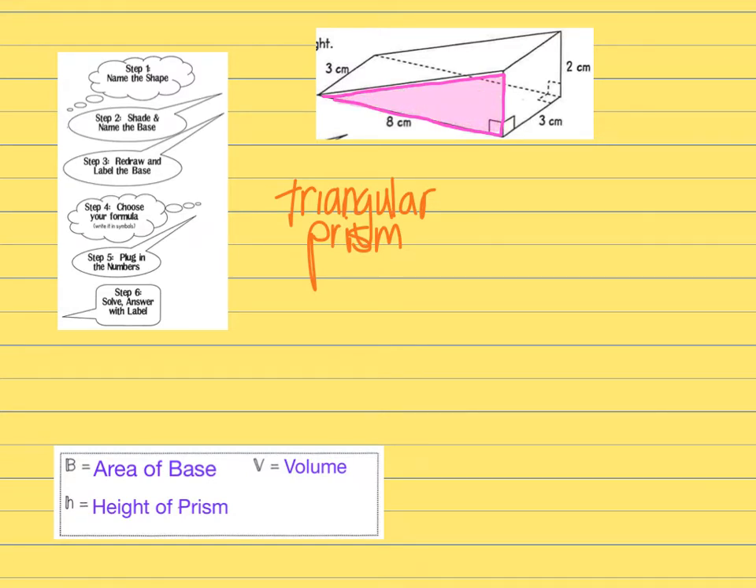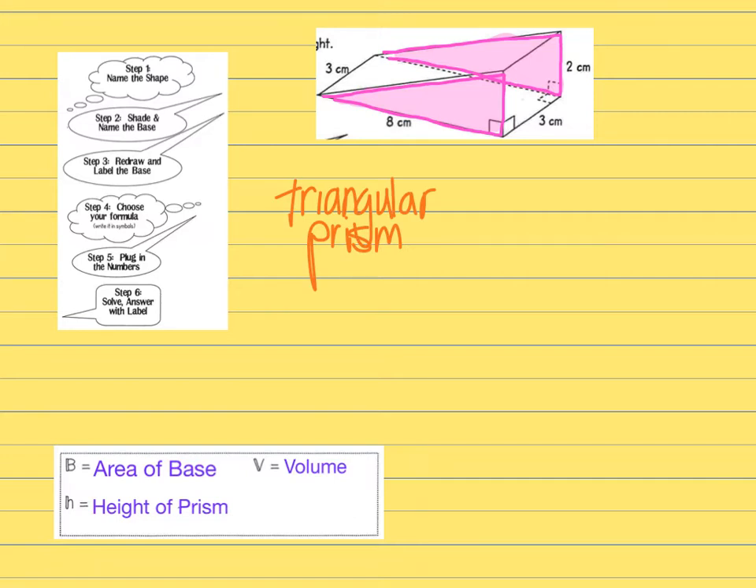And then remember, I said earlier that a prism always has two bases. So looking through the figure to the back, this piece would be the other base. Then I could shade that in as well. I like to do both bases because then I can see the line that's connecting them, and that tells me what the height of the entire prism would be.